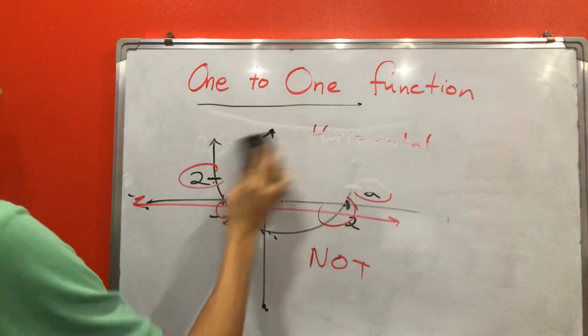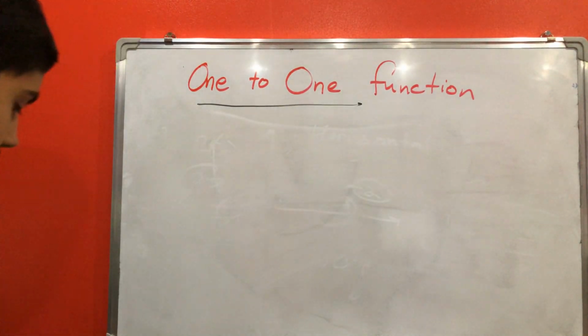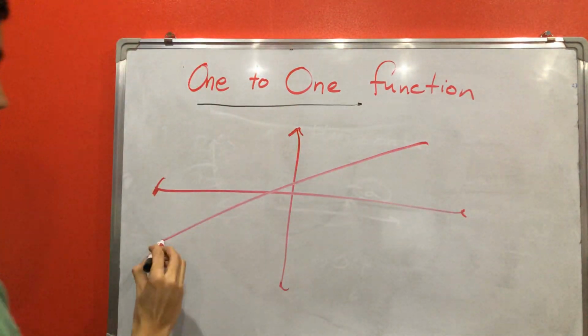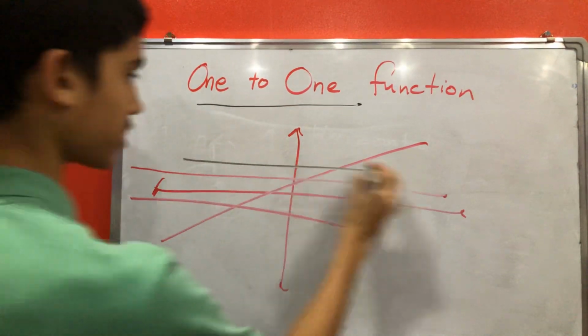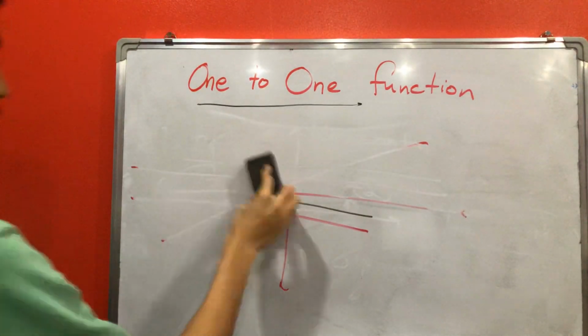Let's look at an example of a one-to-one function. A straight line is a one-to-one function. This is one-to-one because if we draw horizontal lines, we see that it's completely fine. I'll use a different color. So yeah, that's basically what a one-to-one function is.